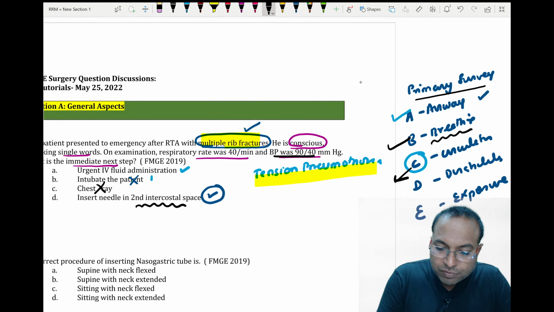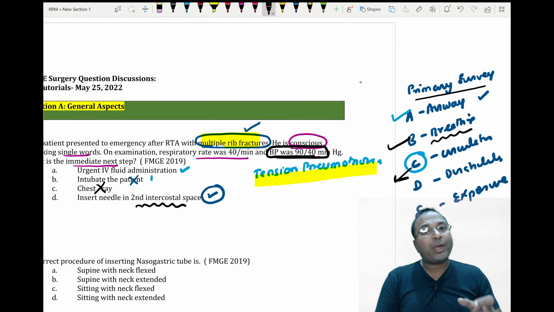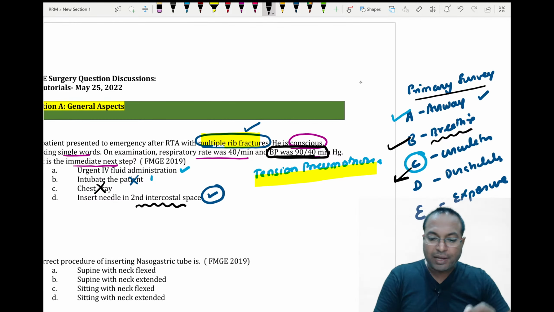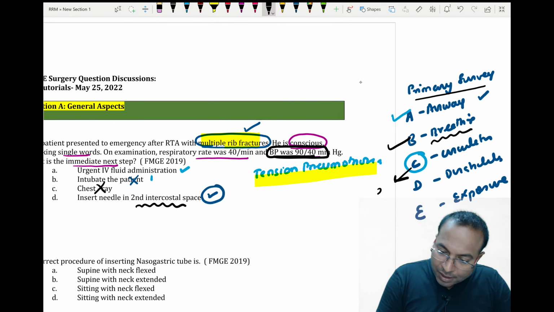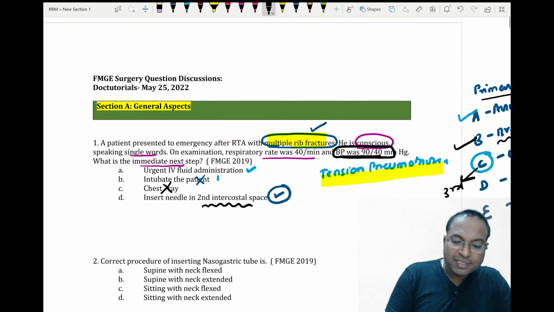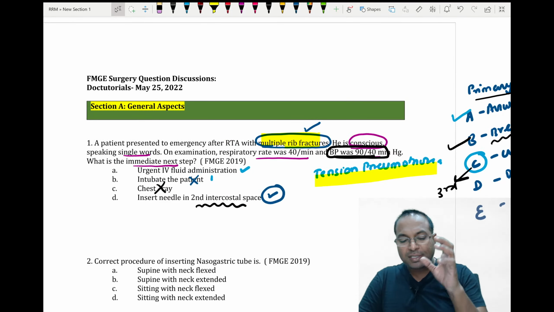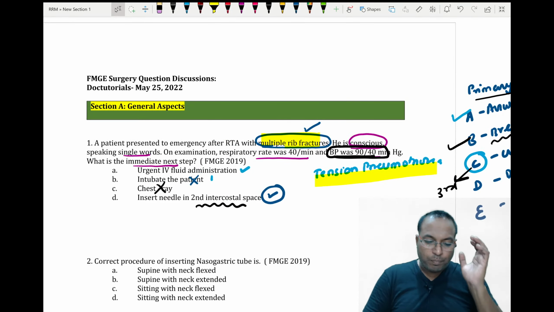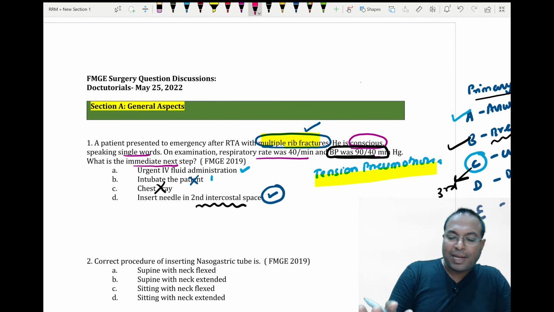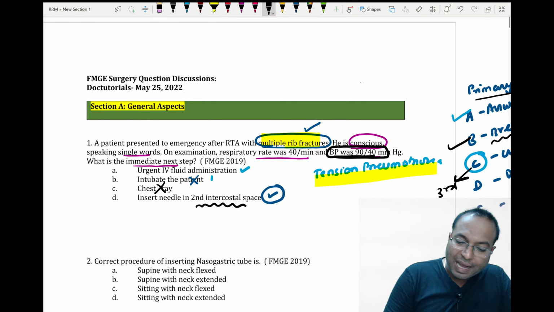You can see the BP is very low. Whenever the BP is low, we are going to infuse fluid. Yes, we are definitely going to infuse fluid. That will be the third step, not the immediate next step. Please understand, the question is very clear. What is the immediate next step? As per Bailey, where will you insert the needle? In the second intercostal space in the mid clavicular line.